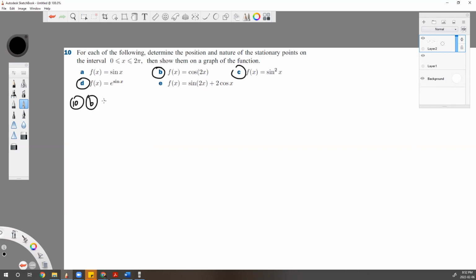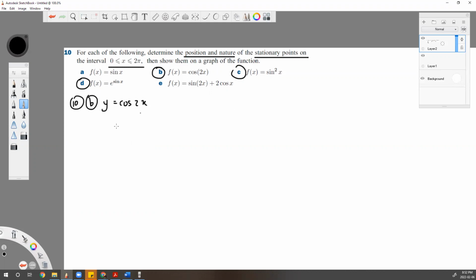Okay, B. y equals cos 2x. Remember, cos becomes negative sine, and chain rule. Find the position and the nature of the stationary points on the interval 0 less than or equal to x less than or equal to 2 pi, or 0 until 360. That's simple. And then show them on a graph of the function.